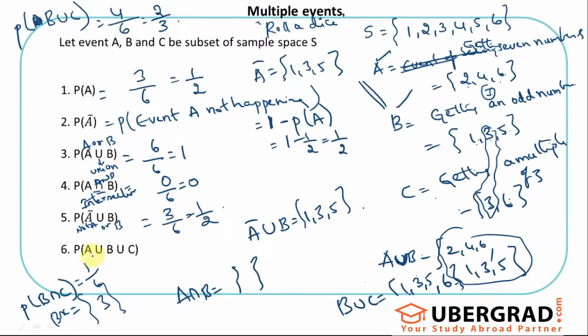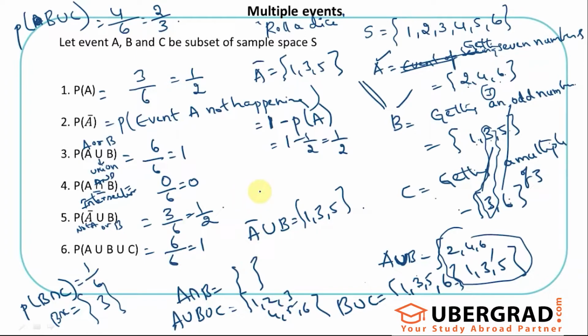Then P of A union B union C. As I said, union is picking all the unique elements in all the 3 sets. See, A has 2, 4, 6. B has 1, 3, 5. C has 3 and 6, which are again repeating. So the only unique elements of A union B union C are 1, 2, 3, 4, 5, 6. Basically all 6 are coming. So it's 6 by 6, which is 1. That's why the answer for this is 1.